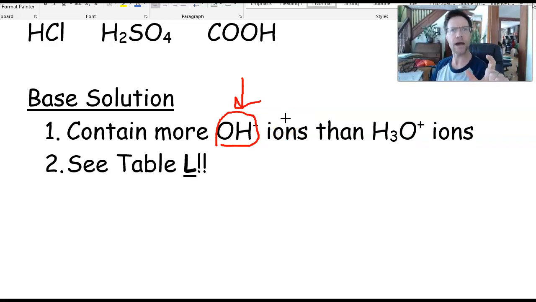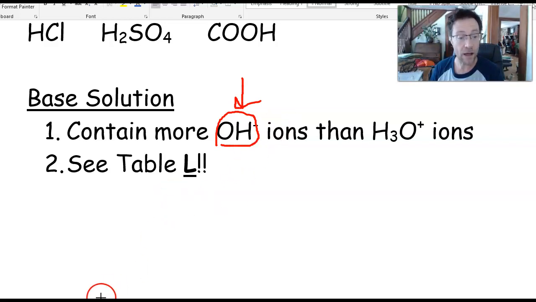Like you ever hear alkaline batteries? Alkaline batteries are filled with hydroxide ions. So the word base and the word alkaline are interchangeable. Alkaline is like the olden day version, and base is the more modern. But we still use alkaline all the time. I don't know why, but we do. So a base solution is simply a solution that contains more hydroxide ions than hydronium ions. That's all there is to it.